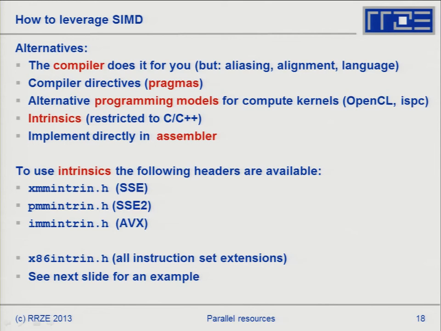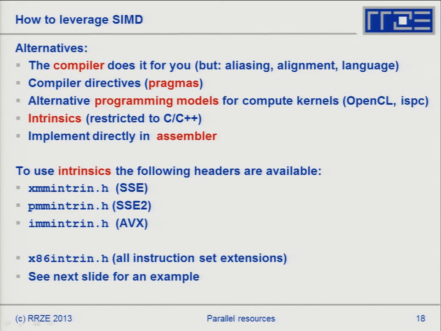The next step that you can take, if this doesn't work for you, is intrinsics. Intrinsics are restricted to C and C++. They're like macros that map one-to-one to assembly instructions. So for example, there's an intrinsic for adding 2 32-byte AVX registers using an AVX add instruction. And the compiler will translate these intrinsics to assembly code. The question is, why should I not write assembly code right away?